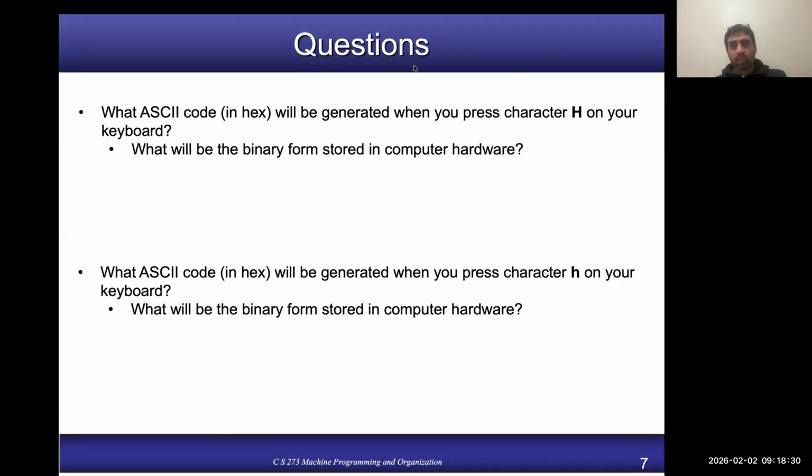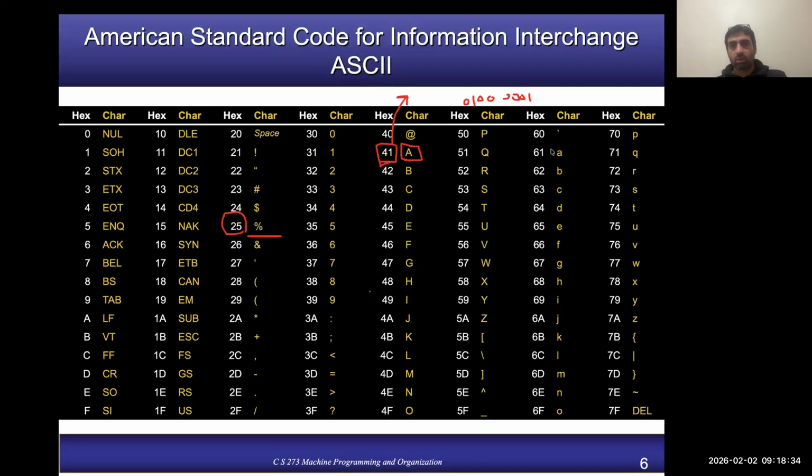Okay, now let's do exactly the same thing for the small character h.